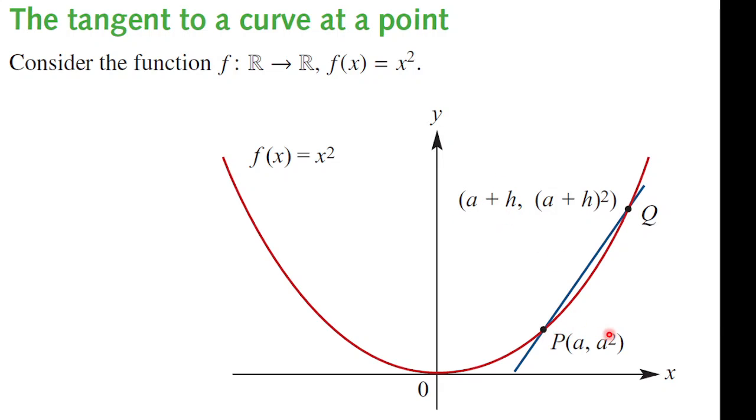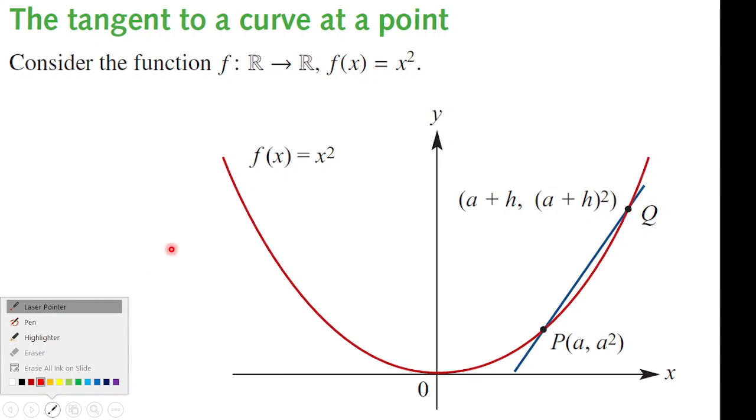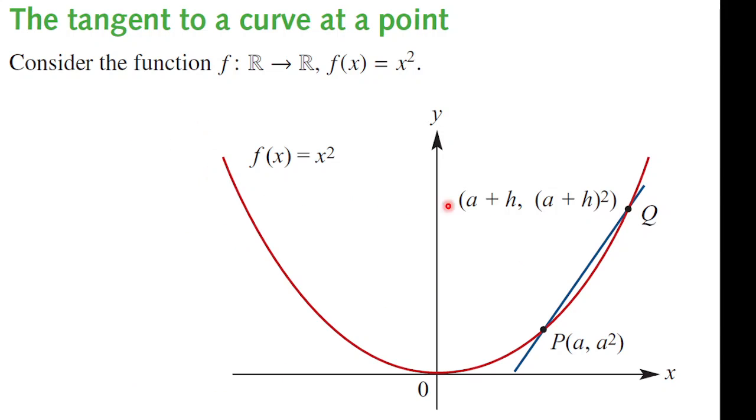So the difference from here, if I just annotate, it's going to be done later anyway. We have a plus h as the x coordinate. Again, it's on the curve, so it follows the same rule. The y coordinate is going to be (a plus h) squared.